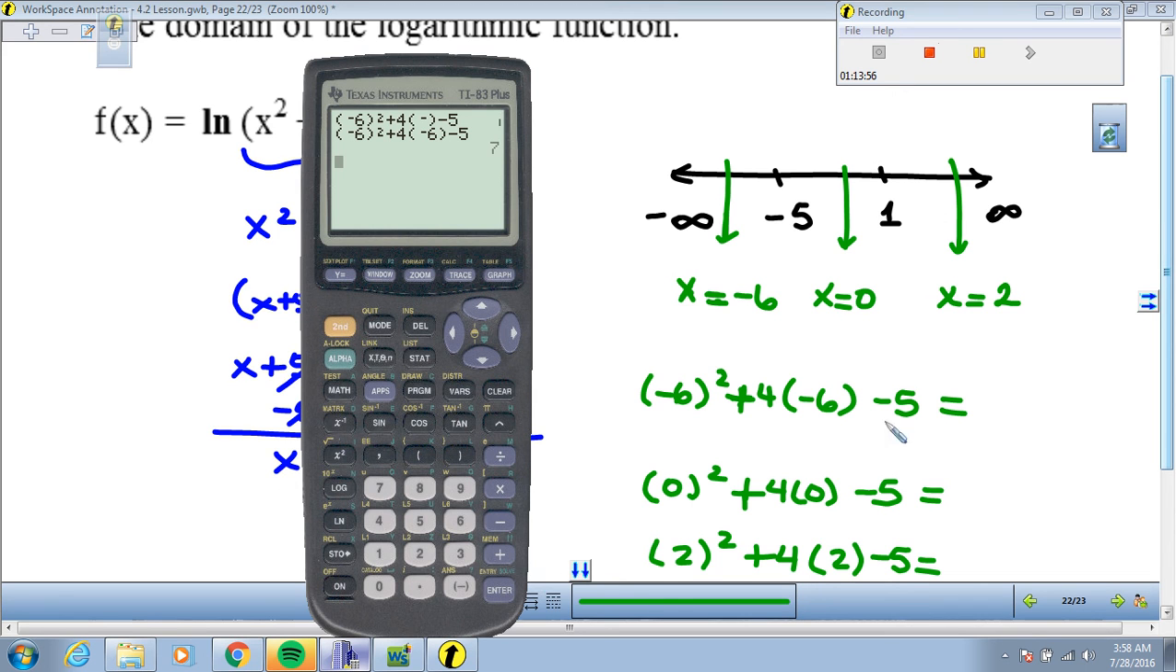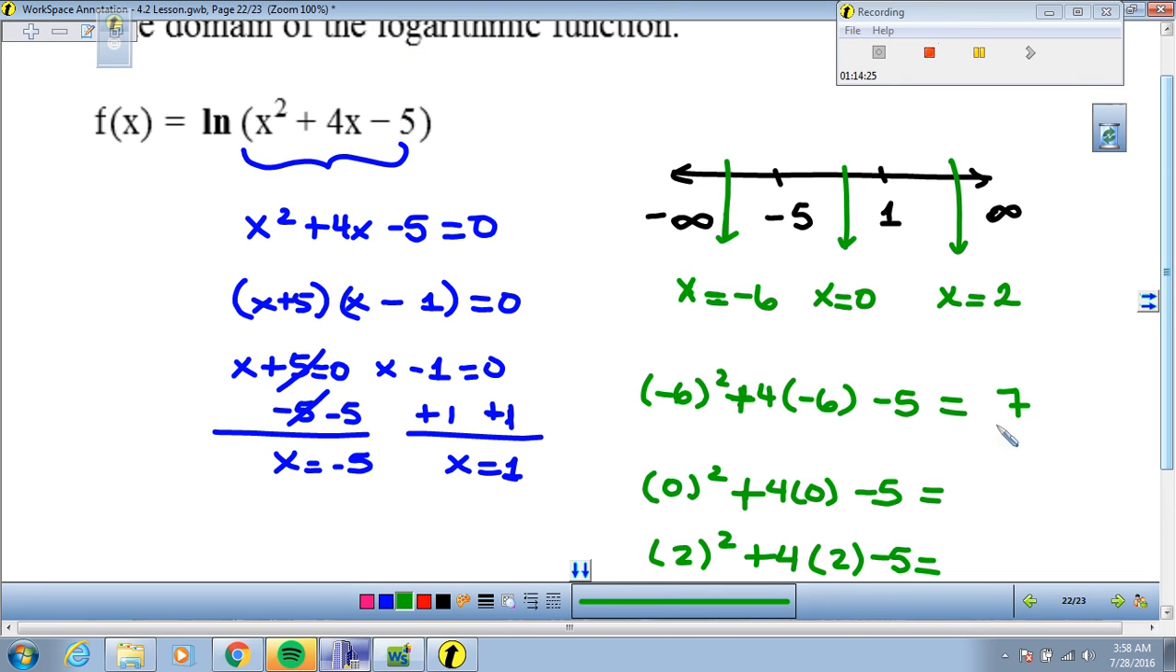7. So 7 is fine. Remember what you don't want: the restrictions on the domain of a logarithmic function, whether it's a logarithm or a natural log, the restrictions are the same. No negative numbers, so this is okay. No negatives and no 0, right? But this is fine. It's a positive number.